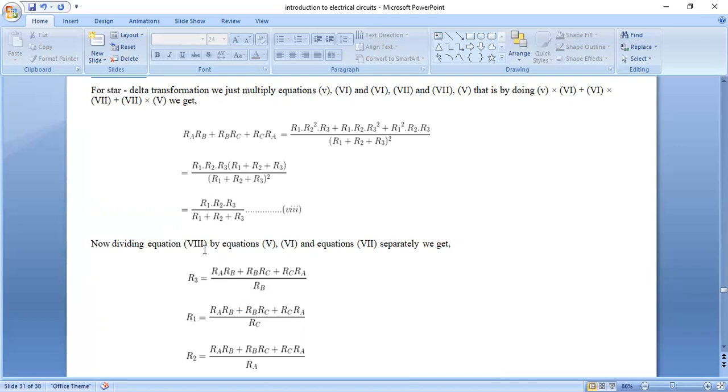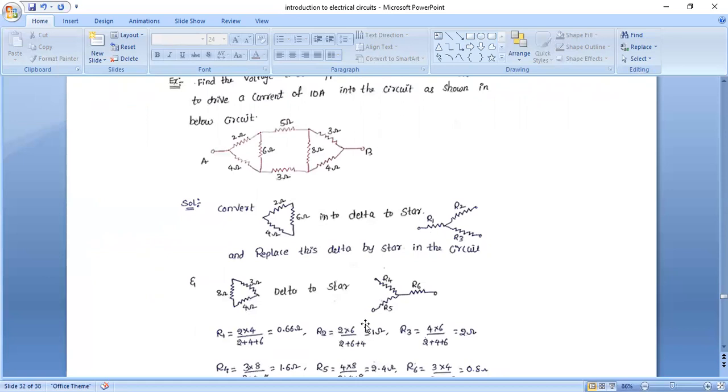Now divide equation 8 by equations 4, 6, 7. Then we will get R3 equal to RA-RB plus RB-RC plus RC-RA by RB. Next, equation 6 divided by 8. Then we will get R1 equal to RA-RB plus RB-RC plus RC-RA by RC. Next, equation 7 divided by 8. We will get R2 equal to RA-RB plus RB-RC plus RC-RA by RB. So these are the derivations for the star to delta and delta to star transformation.